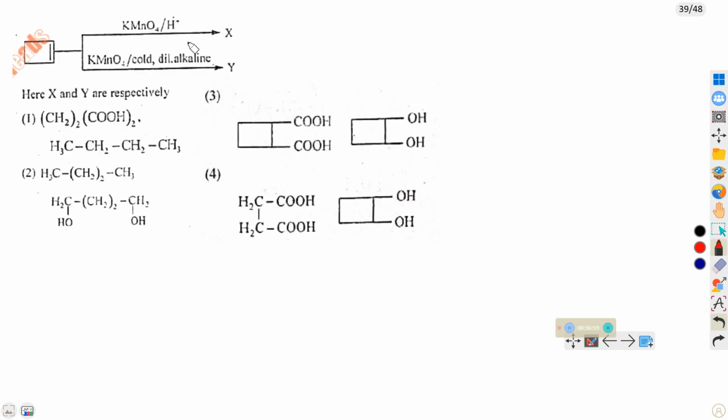Identify X and Y. KMnO4 by H plus. You can check it, CHR double bond CHR in the presence of KMnO4 by H plus. We know that double bond CHR group is converted to COOH. Nothing but this is considered as oxidative cleavage.